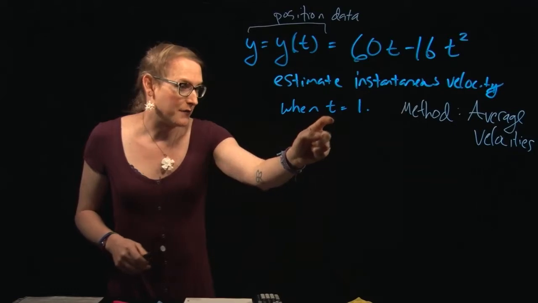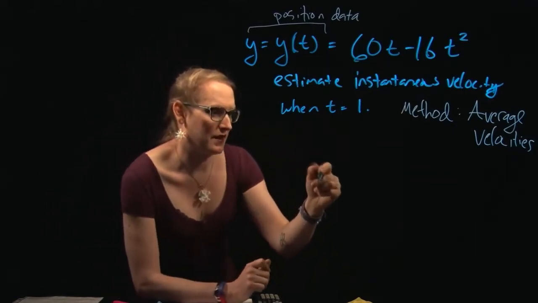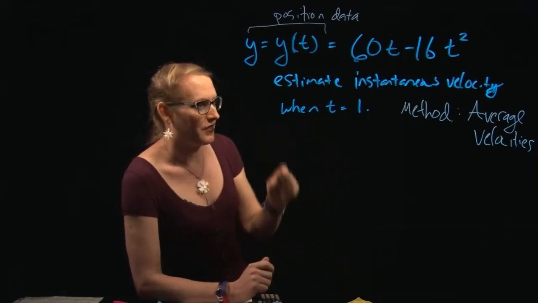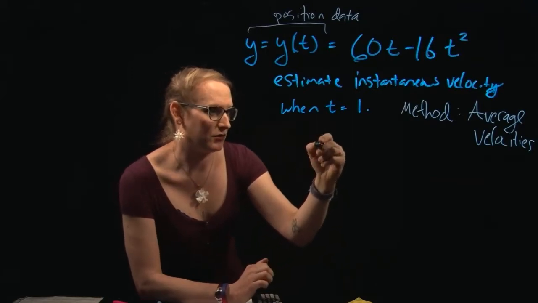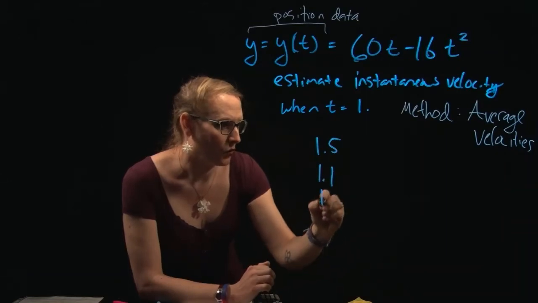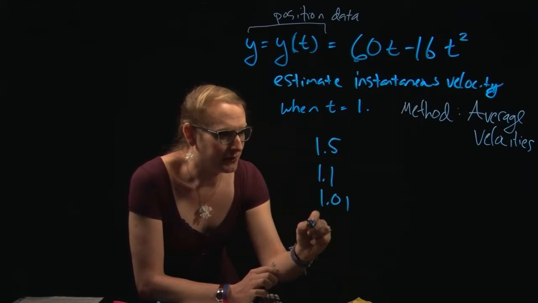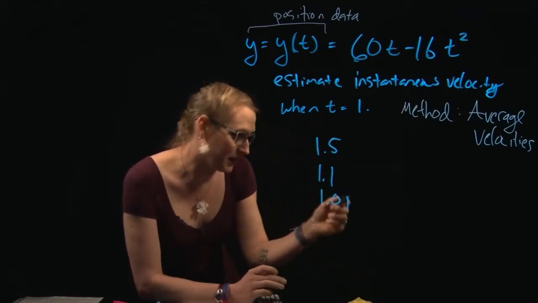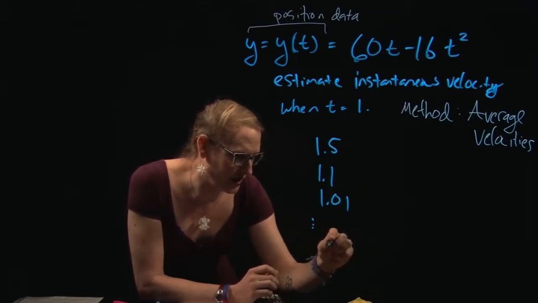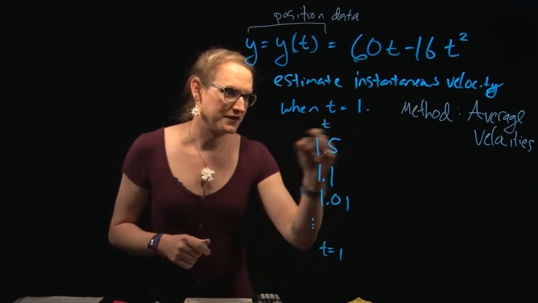So we want a limit at t equals 1. We're going to choose a sequence of values that lead to t equals 1. So let's say 1.5, 1.1, 1.01, and then maybe more terms if we need them, and eventually we have the limit L that we want, when t equals 1. Okay, so these are my t values.